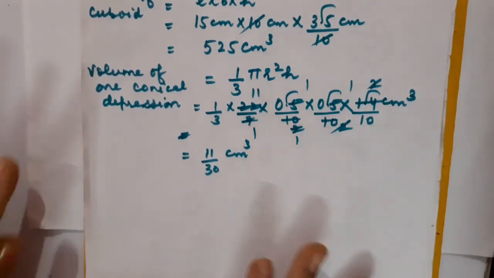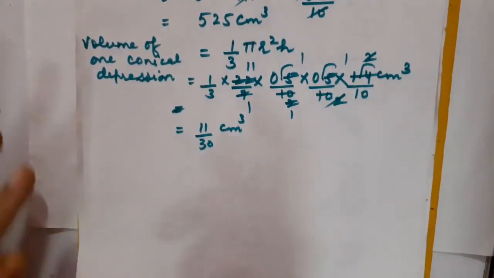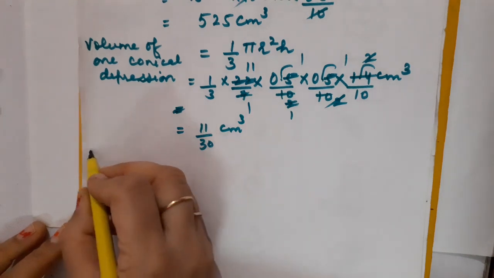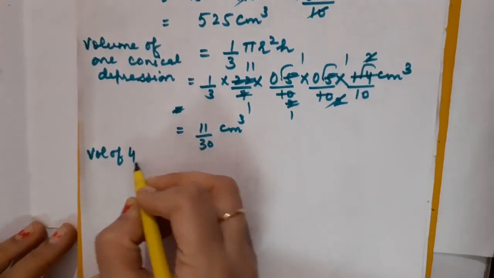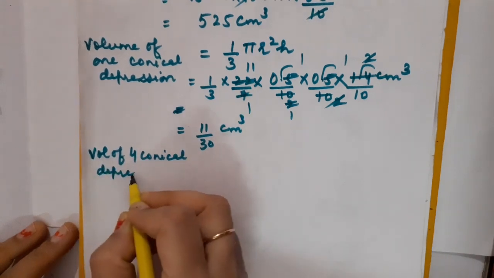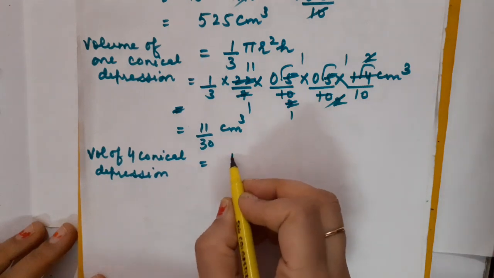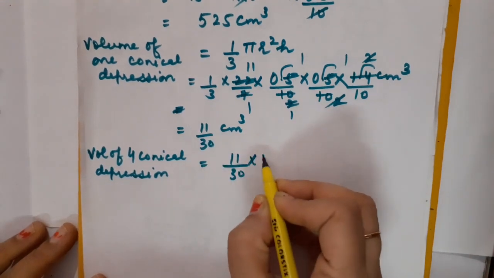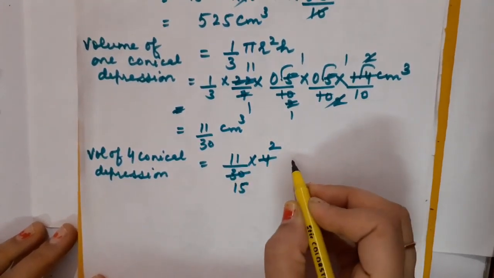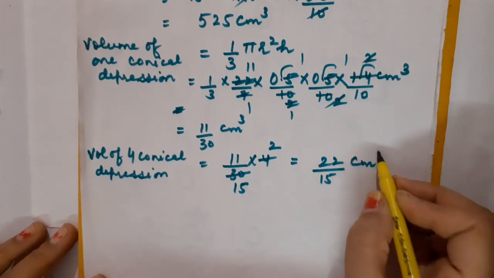But how many depressions do we have? We have total 4 depressions. So let us talk about the volume of total 4 conical depressions. Children, you know the volume of one depression. So for 4, what you are supposed to do? Yes, you have to multiply it by 4. Cancel them by the table of 2. This is 2s are, this is 15. It would be 22 by 15 cubic centimeters.